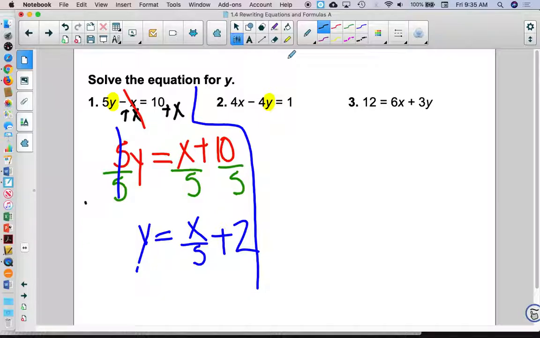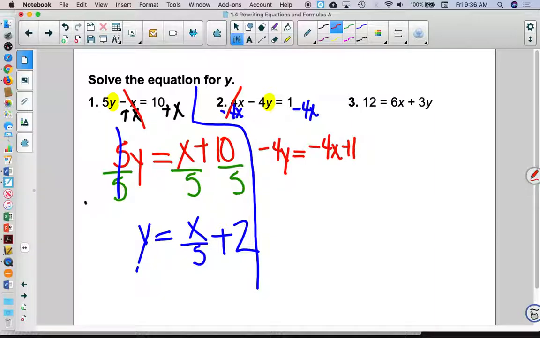Working number 2. The Y needs to be alone. So I have to subtract 4X from both sides. Do you agree with that? A lot of people are adding 4X. Well, 4 plus 4 is 8. It's not 0. So that's why it doesn't work. So now this is gone, leaving a negative 4Y equals negative 4X plus 1.